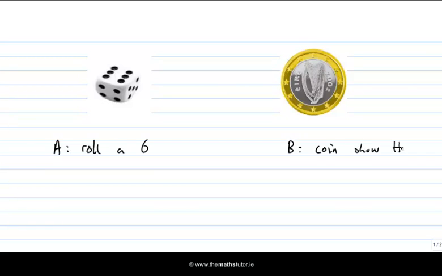Now, we know from very basic probability theory that the probability of event A is 1/6, and the probability of event B is a half. Right? Given that the die is a fair die and the coin is a fair coin, then we're dealing with sample spaces where the outcomes are all equally likely, so we can easily work out the probabilities.